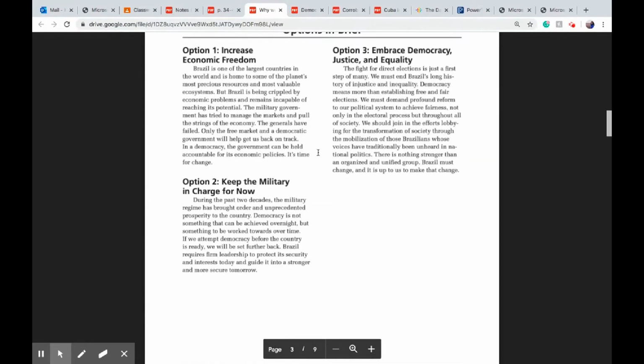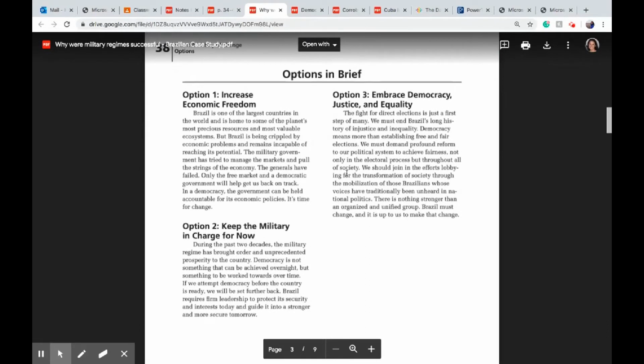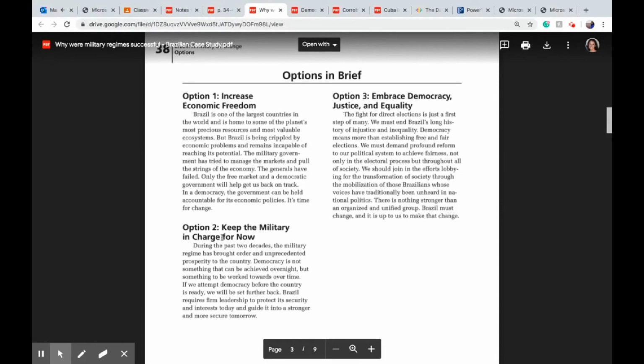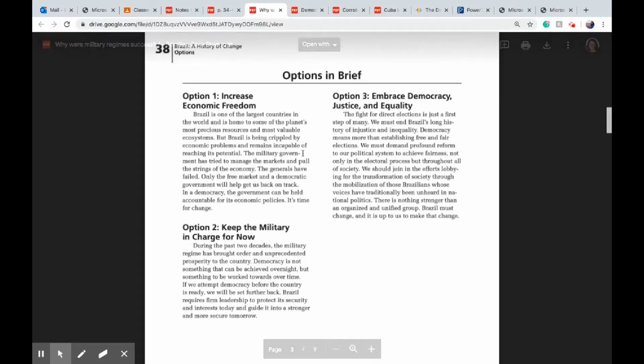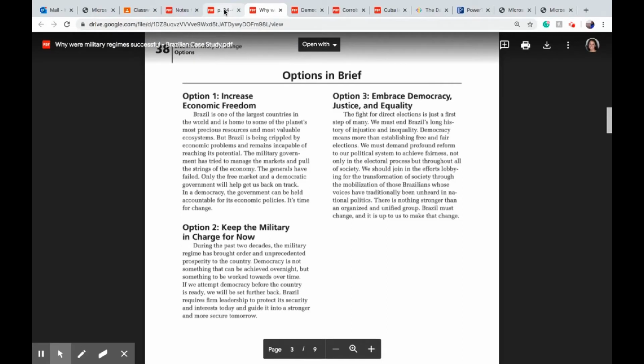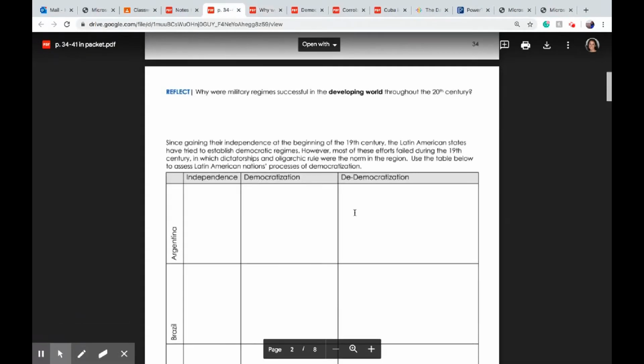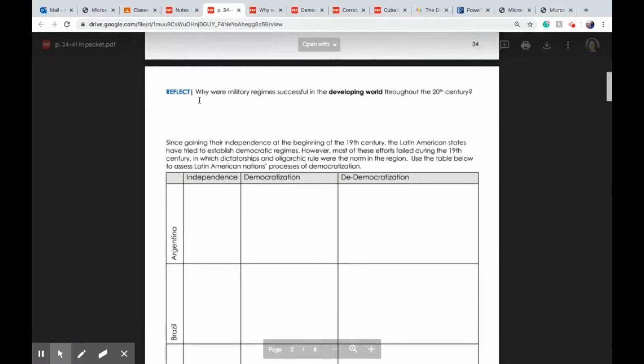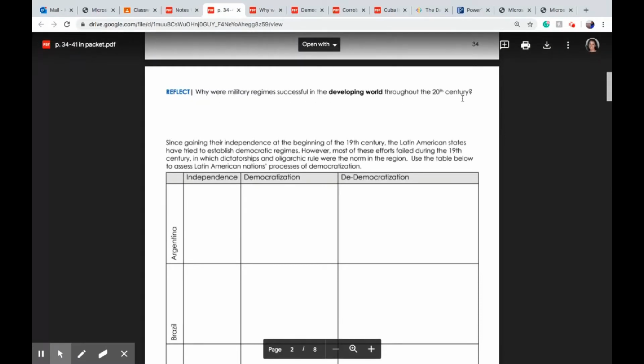You'll read through some of the different perspectives that Brazilians had on their military government to understand why military regimes were so appealing to people living in developing nations throughout the 20th century, like Brazil, others throughout Latin America, and others throughout Africa and the Middle East as well. So take a moment to use those documents to answer the question up at the top of page 35.